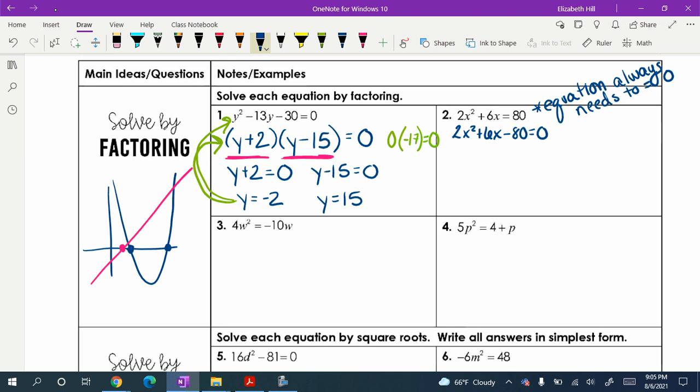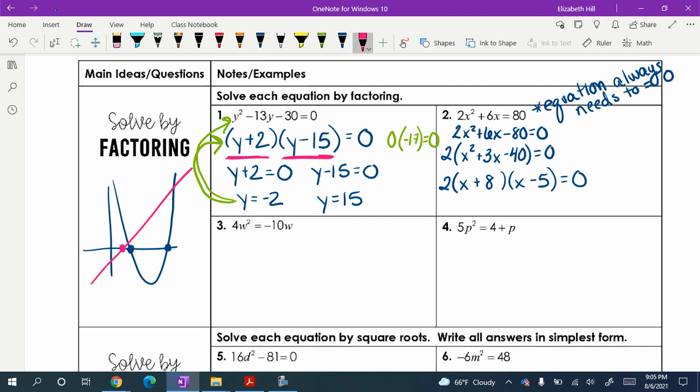Something else to make your factoring a little bit easier is always try and see if you can take out a GCF. In this case, I could take out a 2 and be left with x squared plus 3x minus 40. That makes our factoring much easier to work with. And for negative 40, I see a positive 3, so I'm going to go ahead and say positive 8 and a negative 5 will work for us.